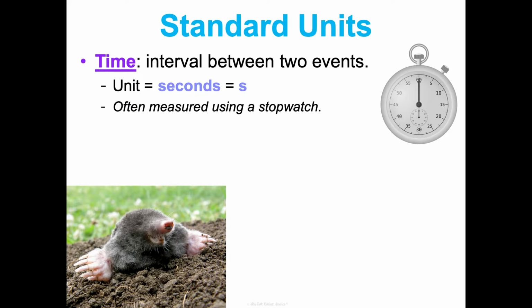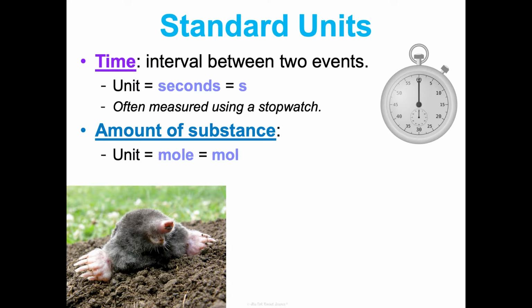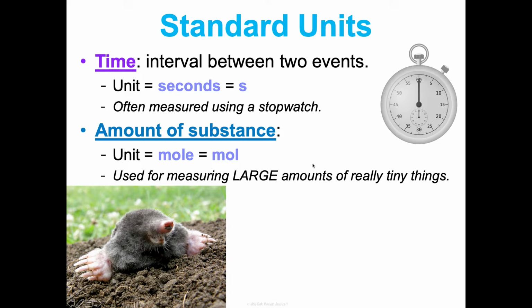Now, here's a new one that you may not be as familiar with, and it's the amount of substance. And this SI unit is the mole, which is abbreviated just mol. And this is used for measuring large amounts of really tiny things. So chemistry is all about atoms, and really it's all about electrons, and we're going to be talking about atoms and electrons in future concepts.